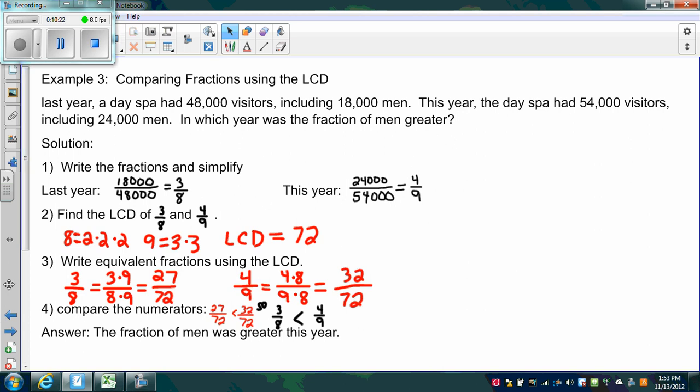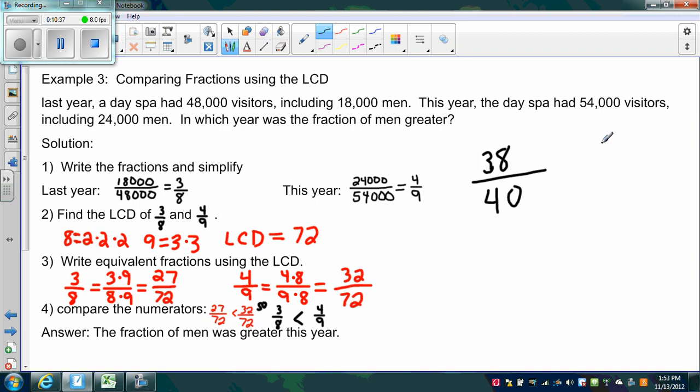Just like you could, if you were comparing a test score, let's say you got 38 out of 40 on your last quiz, and you want to compare it with another quiz that you got, let's say 19 out of 20. You should be able to compare those two to see which is greater or if they're the same. That's just an example of a real life situation where it might come into play.